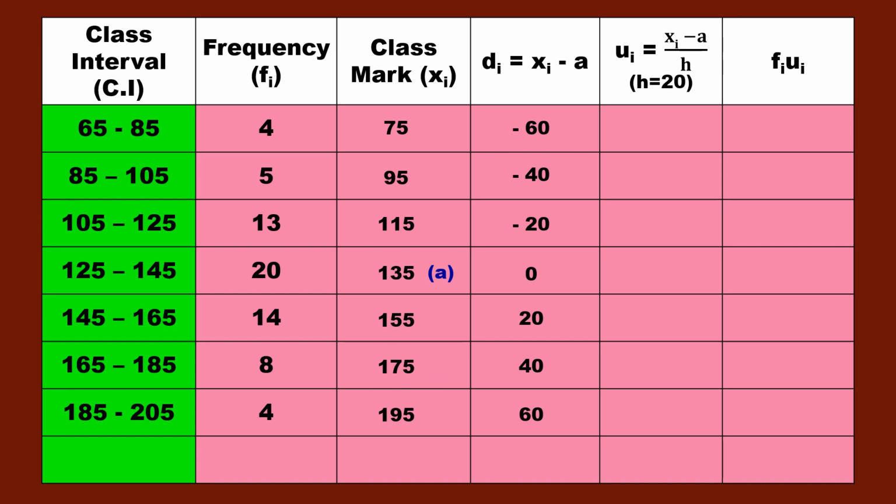Okay, now next we should find out xi minus a by h, because the ultimate thing we should find out is ui. So ui's formula is xi minus a by h. So in xi minus a we have written one column here.